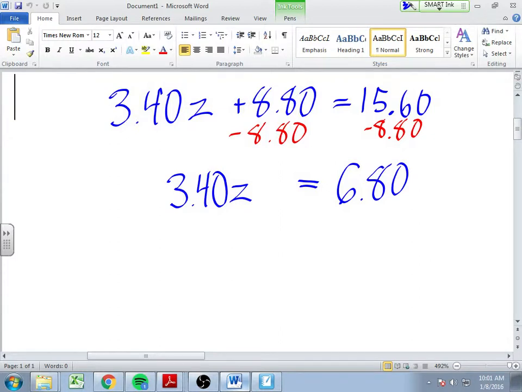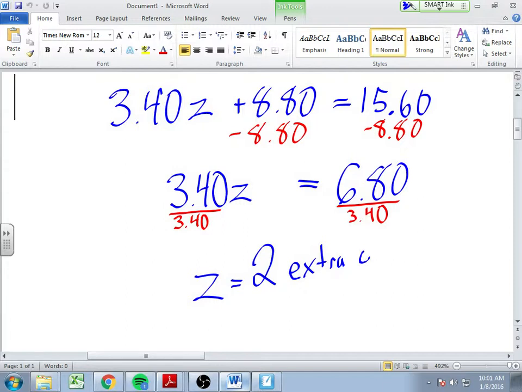And carry, what do we do then to get the z by itself? We divide by 340 on both sides. Is this 8? I think we had a typo in the last class. I think somebody gave me a wrong value in the last class and I just went with it. I thought it was a little weird. So z now equals 2. But it's 3. But that's 2 extra ounces.